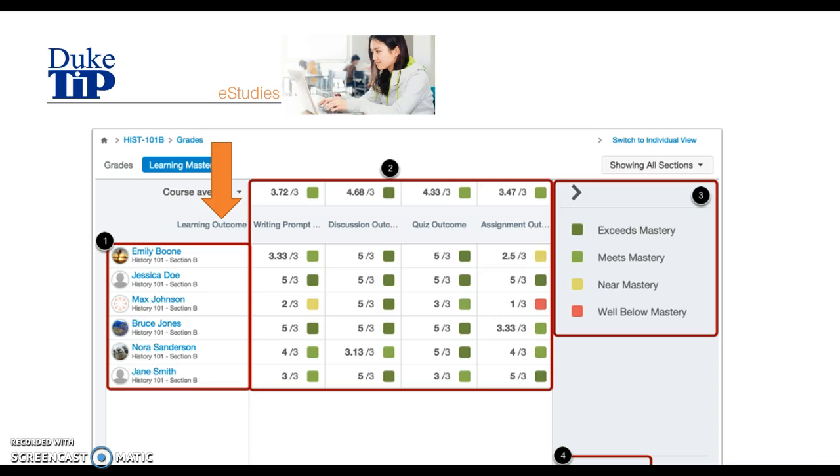Let's take a look at what that's going to look like. Do you see where the orange arrow is pointing towards learning outcome? Well, that's synonymous with skill objectives or success criteria. That's just the language that Canvas uses.